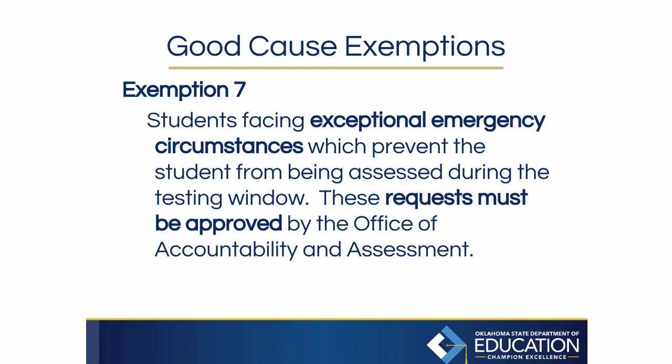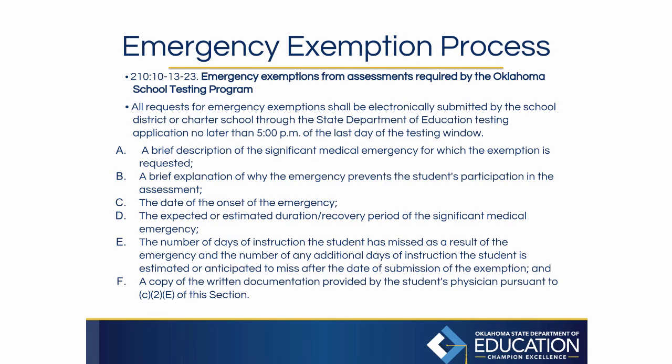Good cause exemption 7 is students facing exceptional emergency circumstances that prevent students from being assessed during the testing window. These requests must be approved through the Office of Accountability and Assessment. And they have very specific things you have to do to get these granted, and we have these listed. You have to do this no later than the last day of the testing window. If the testing window is closed, you've missed the process of being able to file for this emergency exemption.